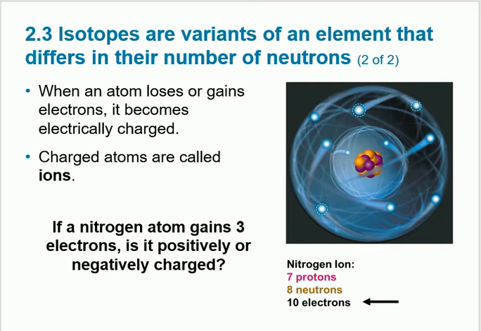So now we're going back to the ions, and I talked about it. If you gain electrons, you become what kind of ion? Negative ion. If you lose electrons, positive ion.